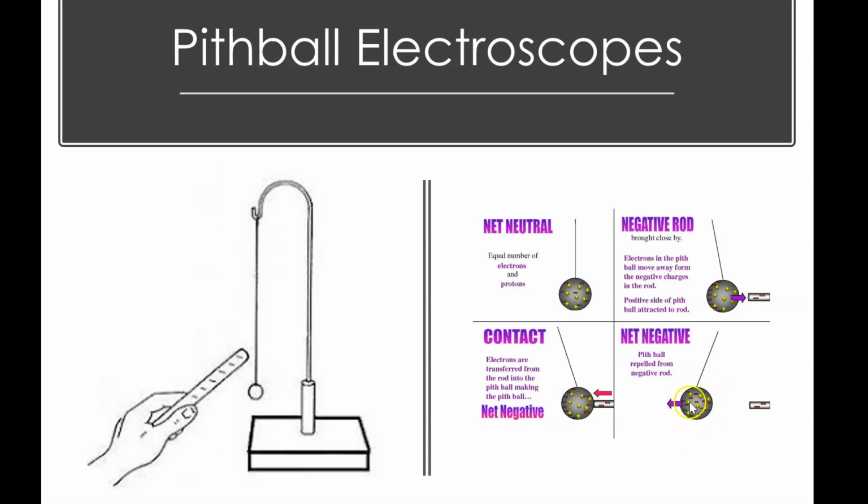Now, when this pith ball becomes negatively charged and it's close to that negatively charged rod, opposites attract, but like charges repel. So these will repel each other, and the pith ball will move away from the negatively charged rod.